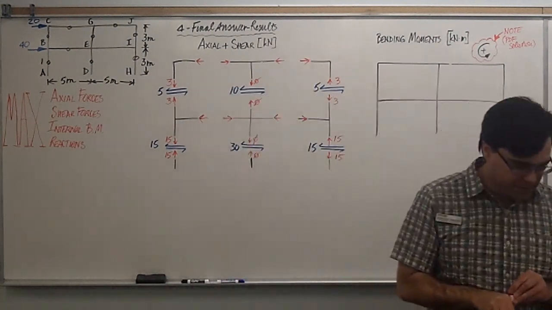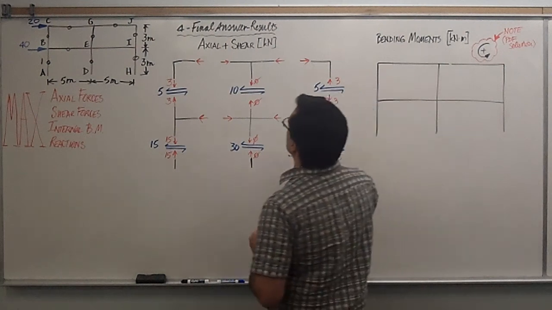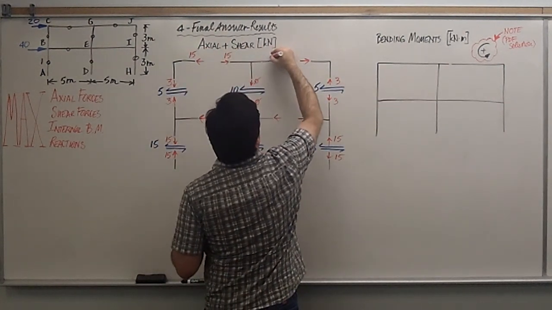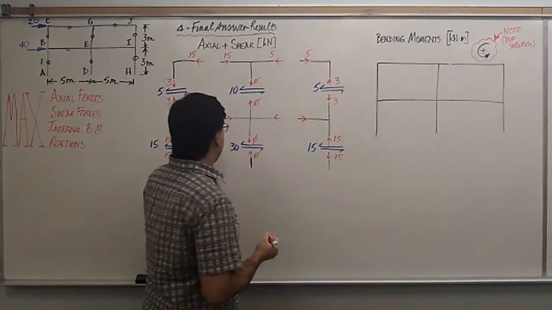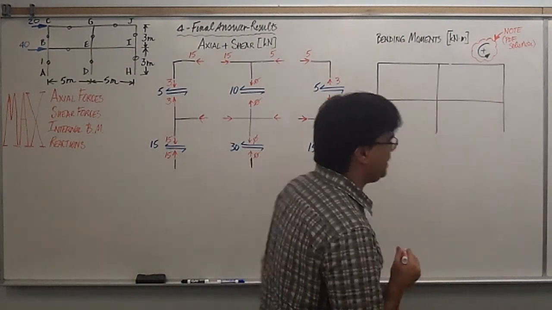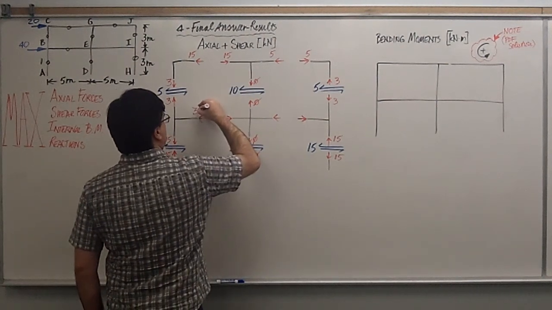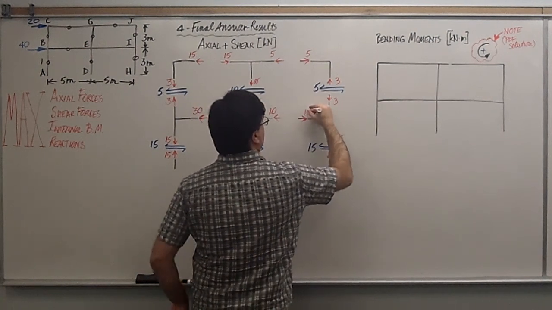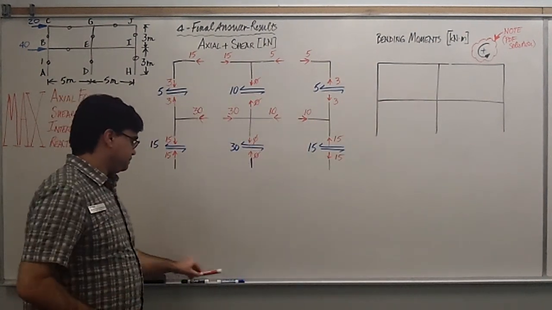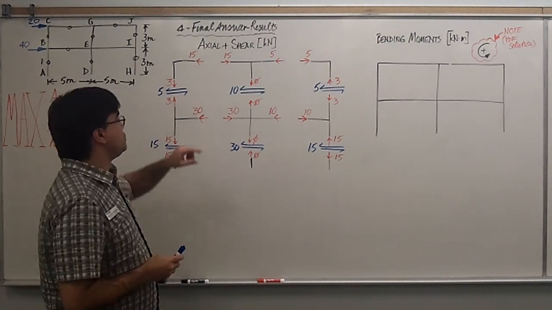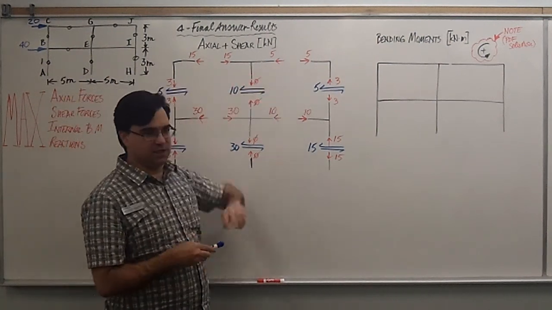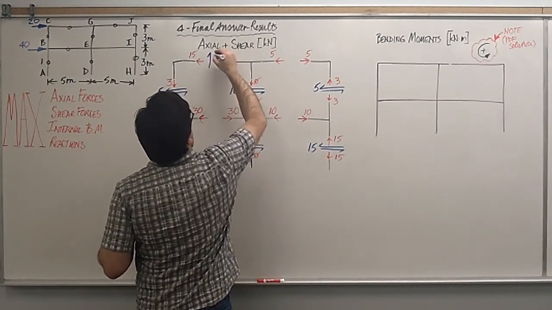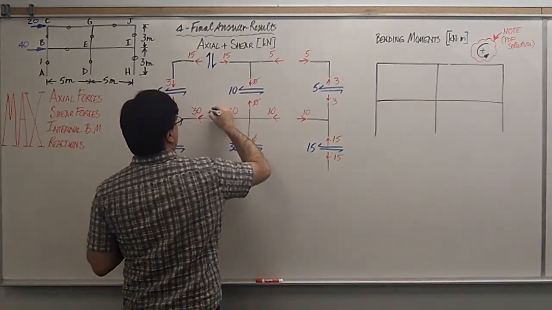And the compressive forces at the top are 15 and 5. So this is 15, 15, 5, 5. And at the bottom, 30 and 10. So 30, 30, 10, 10. And now I'm also going to add the shears in here. And the shears are all like this, in this case, because that's what we found.